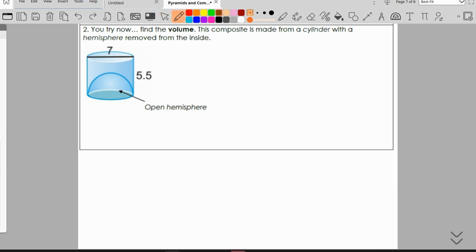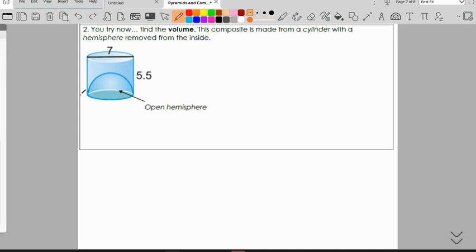It says, you try now. So we're going to let you try this one. You can try this one on your own if you want, but I'm going to work it here as well. So you can pause the video and then come back when you're ready to see how you did. It says, find the volume. This composite is made from a cylinder with a hemisphere removed from the inside.